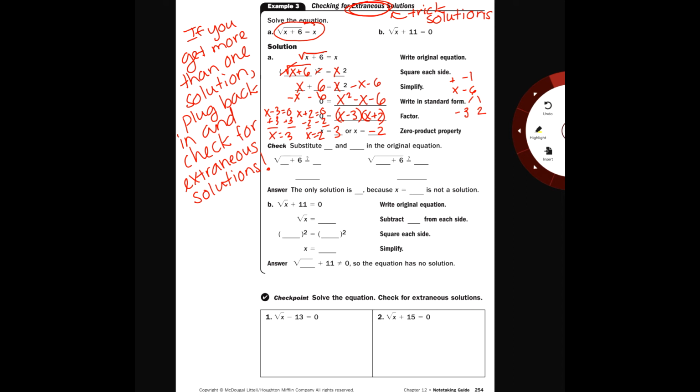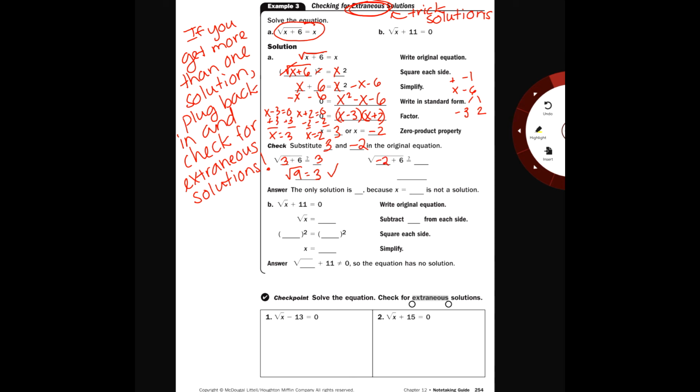So I think my answers are 3 and negative 2. Let's substitute in and check. Let's plug back in a 3. So it's radical x plus 6 equals x. So 3 plus 6, and I want to check that it equals 3. Well, that gives me radical 9 equals 3. That works out. Now I want to plug in negative 2.